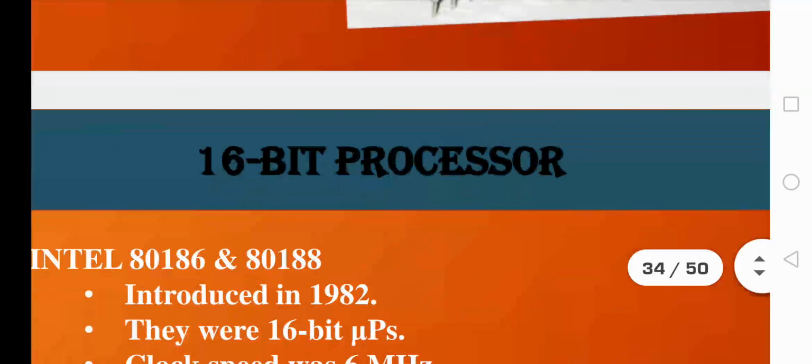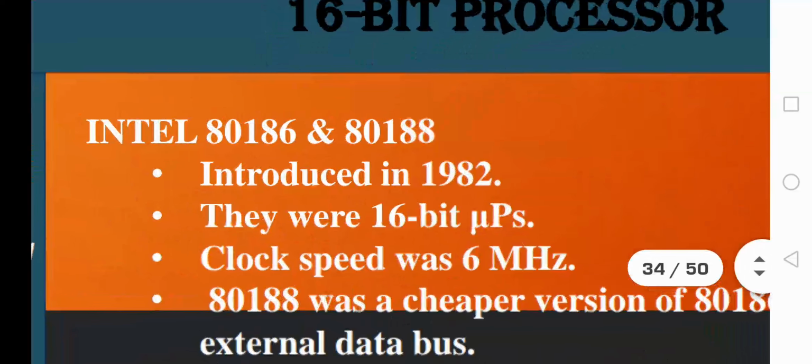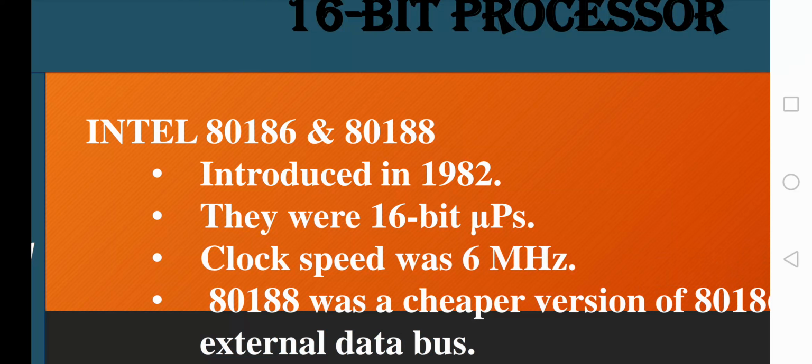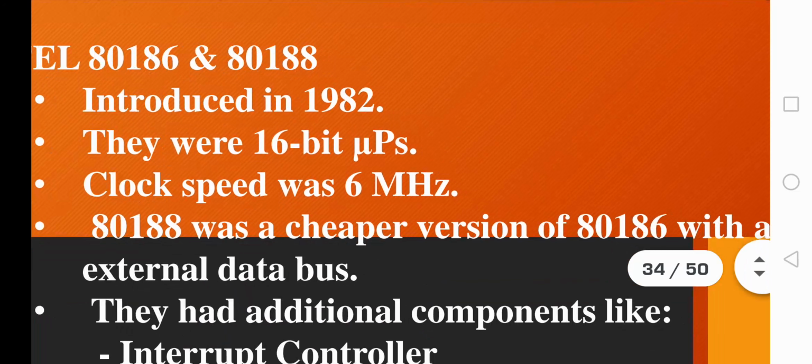The next microprocessors that we are going to study are the 80186 and 80188. Both were 16-bit microprocessors invented in the year 1982. The clock speed was 6 megahertz. The difference between these two is that the 80188 was a cheaper version of the 80186.